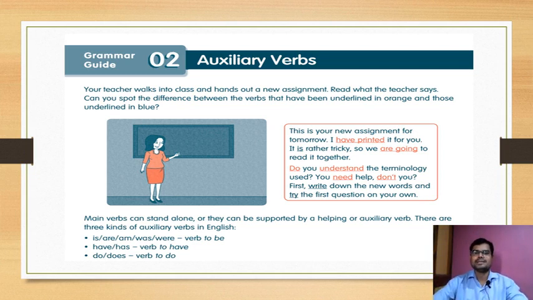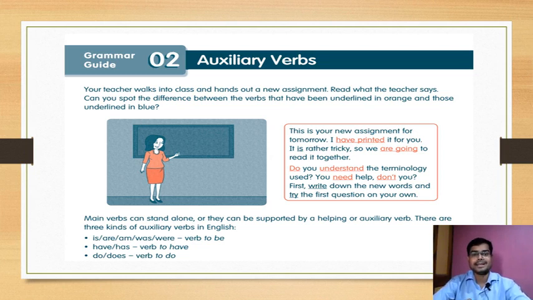First, write down the new words and try the first question on your own. As you can see here, they have given one small passage. In that passage they have underlined two types of verb. One is the auxiliary verb and the other is the main verb. As you can see, have, are, do and do, these are the auxiliary verbs.